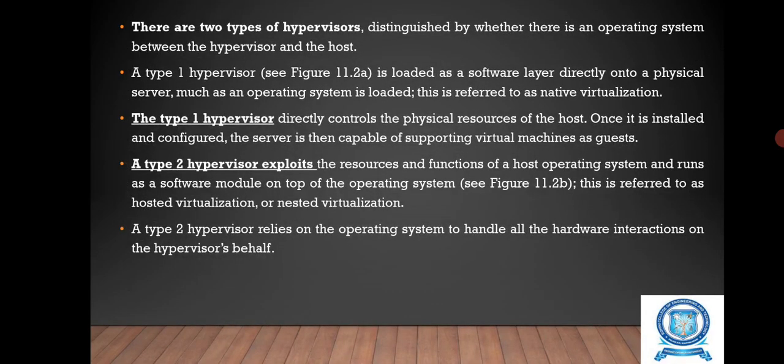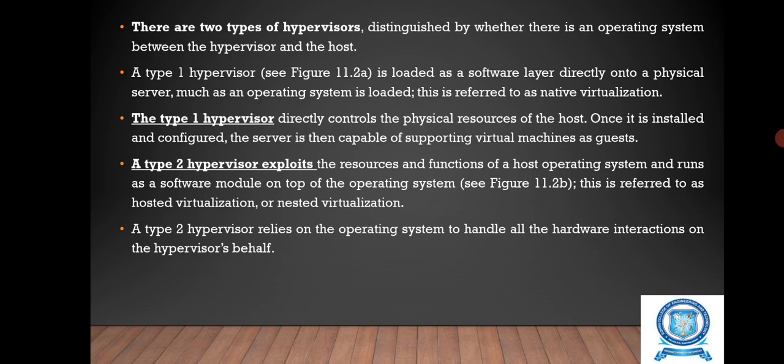There are two types of hypervisors distinguished by whether there is an operating system between the hypervisor and the host. Type 1 hypervisor is loaded as the software layer directly onto a physical server, much as an operating system is loaded. This is referred to as native virtualization. A type 1 hypervisor directly controls the physical resources of the host. Once it is installed and configured, the server is then capable of supporting the virtual machines as guests.